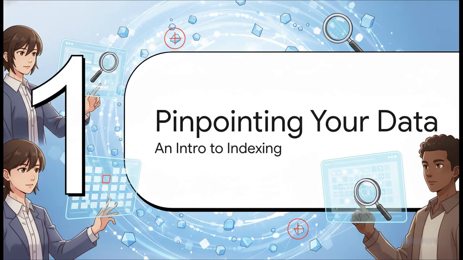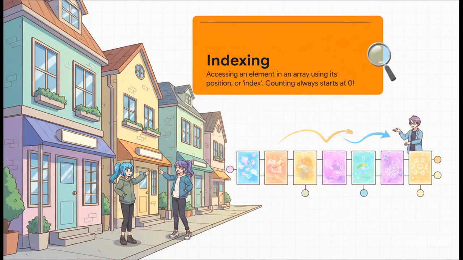All right, first things first, we've got to start with the absolute basics. Before you can do any of the cool stuff, you need to know how to grab the one specific piece of data you're looking for. And that, my friends, is called indexing. Think of it this way. Every single number in a NumPy array has its own address, its own position. We call that its index.